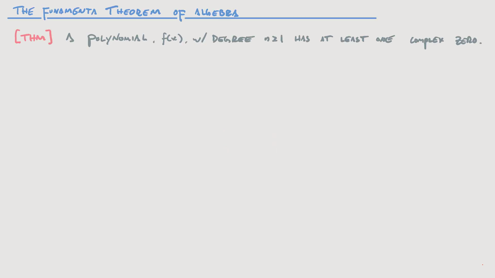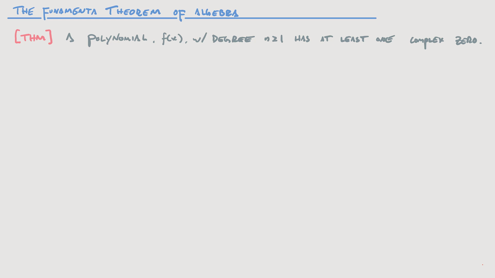Today we're going to be talking about a game-changing theorem. A theorem so big that it's going to change the way that you see mathematics as it is. And it's called the fundamental theorem of algebra. So let's get to it. The theorem says that a polynomial f of x with degree n greater than or equal to 1 has at least one complex zero. That's actually it.